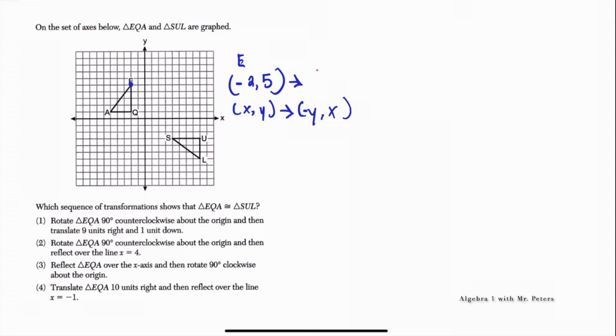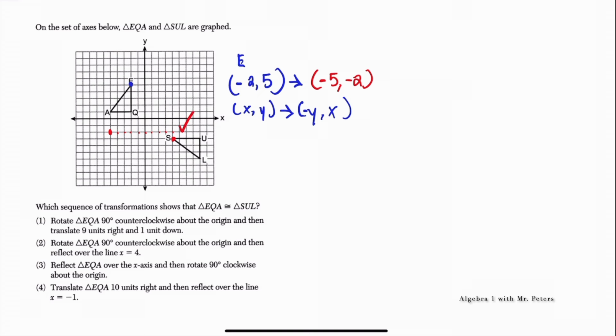So if we apply that same rule, this becomes -5, -2. So if I plot that point, it's going to be right here. Now the transformation tells us that they want us to translate this 9 units to the right and 1 unit down. So once we do that, we're going to have 1, 2, 3, 4, 5, 6, 7, 8, 9, and then go down 1. So this checks off good for point E.